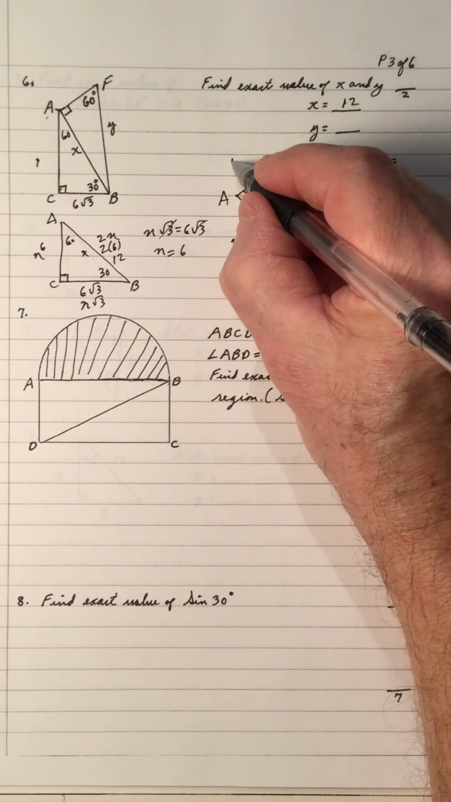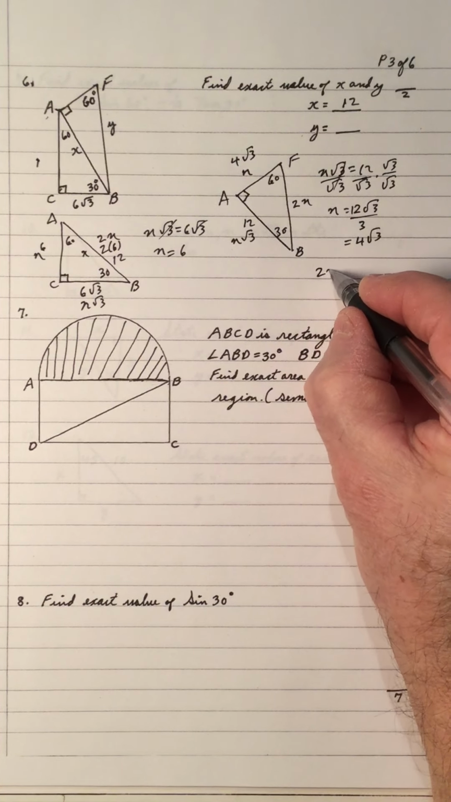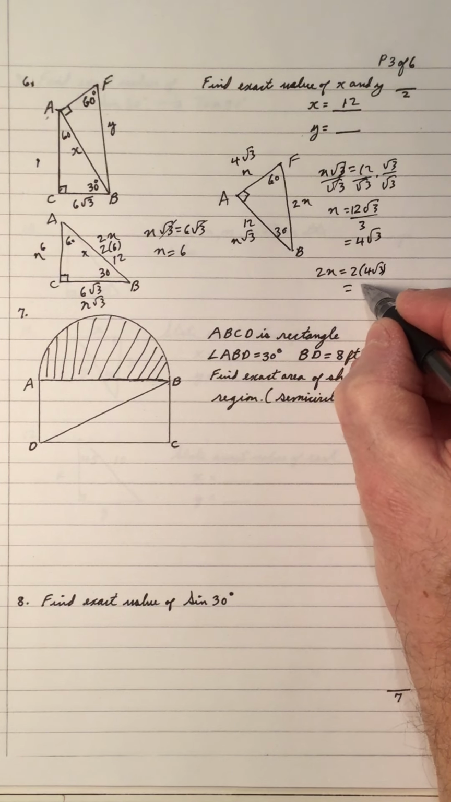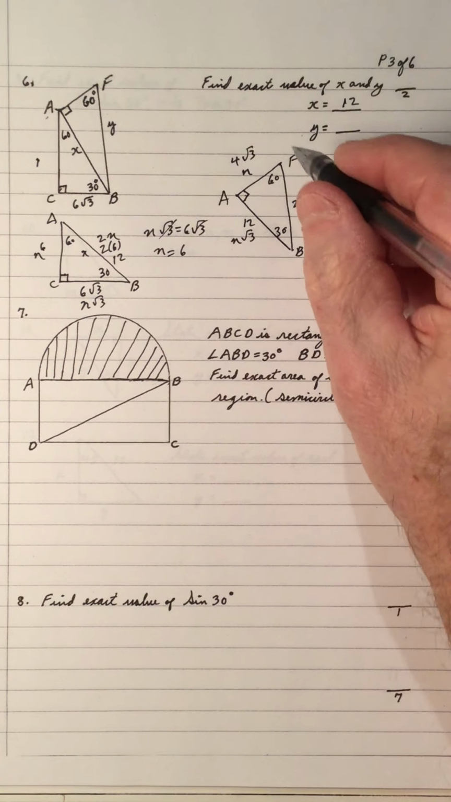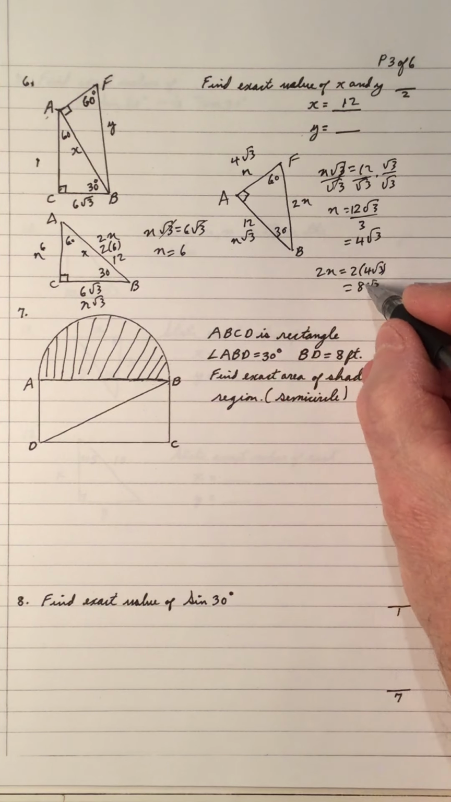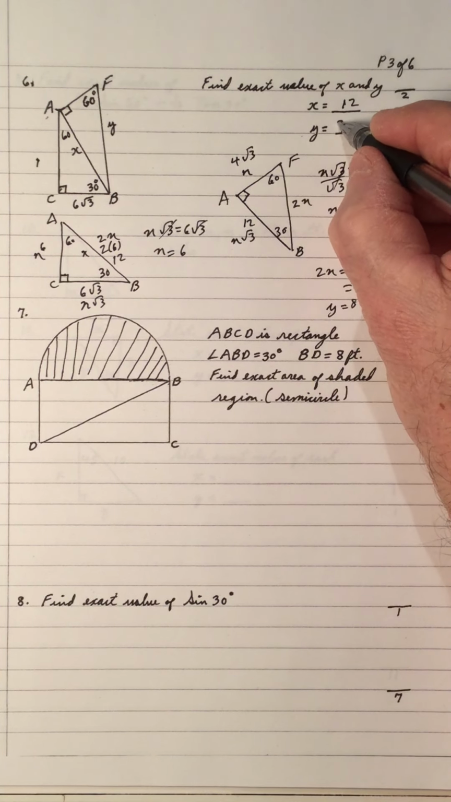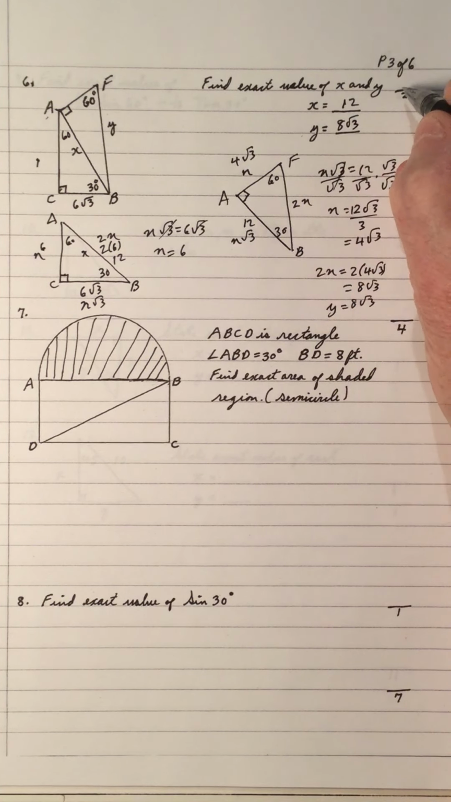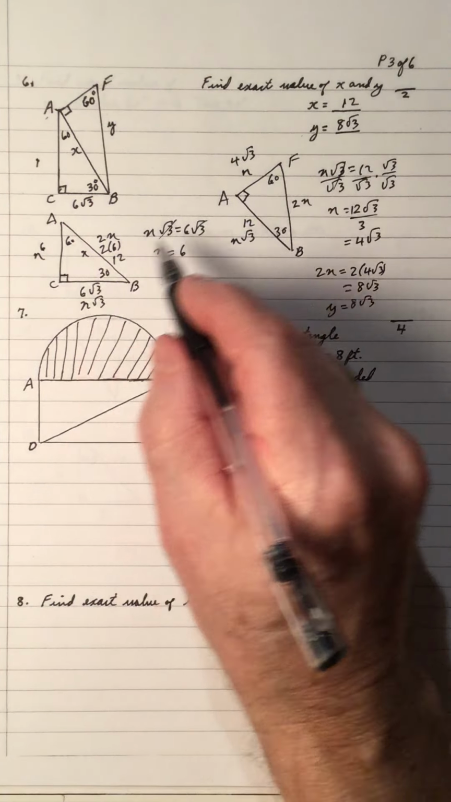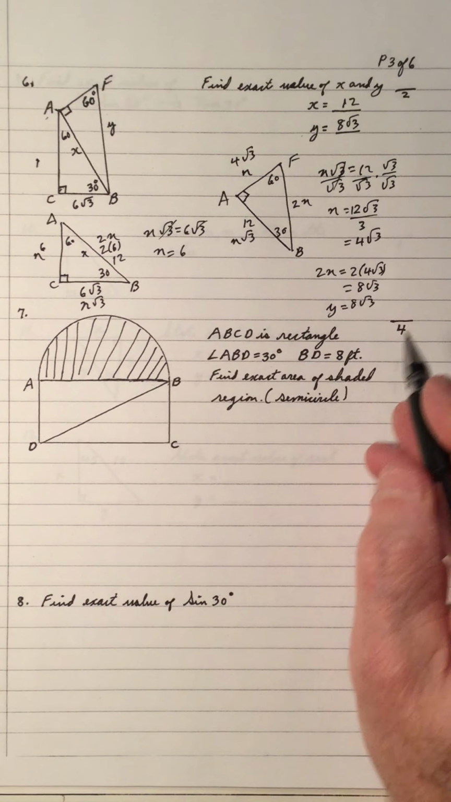So in this triangle, this is 4 root 3. And this is 2n. So 2n is 2 times 4 root 3. So that's 8 root 3. So y is 2n. So that means that y is 8 root 3. And give yourself a mark for each of those. But you had to work the two triangles. Notice I drew the two triangles separately, so you don't get confused.